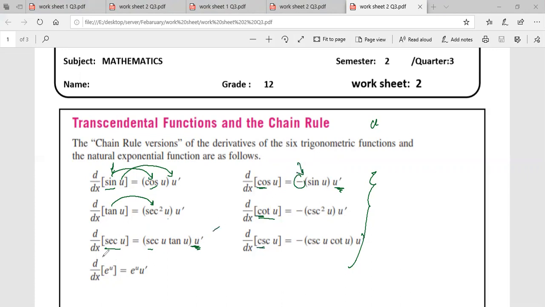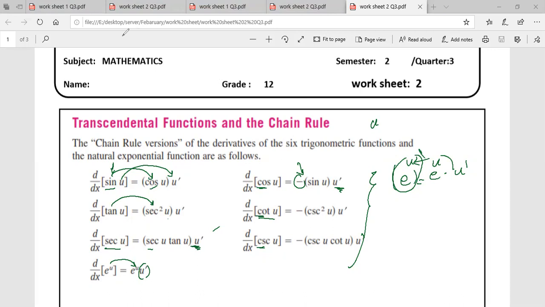The derivative of the natural exponential function, what is it? The natural exponential function of u, multiply the derivative of the exponent, because the inner function in this case is the exponent. E to the power u, that is the inner function; that is the outer function. The derivative of e to the power u is e to the power u, multiply the derivative of the inner function, u prime, to find the derivative of this natural exponential function.